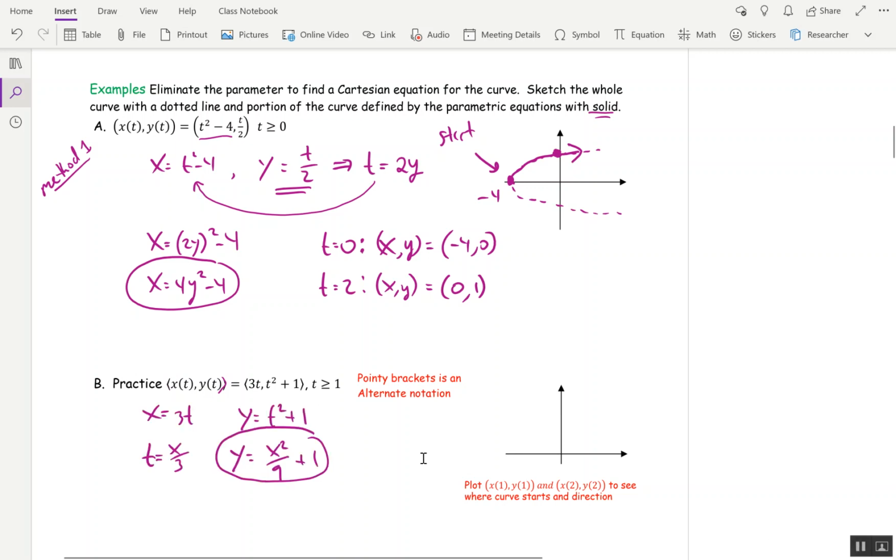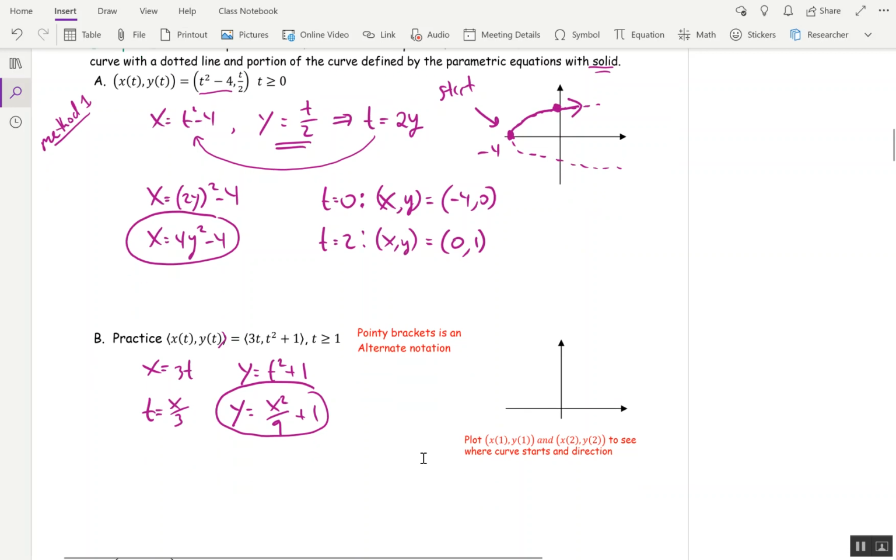All right, so while you were gone, I wrote down the two equations, x and y. I think in this case, the easier one to solve for t is the first equation. So I solved for t and got t is x over 3, and then I plugged that into the second equation. So I have a parabola again, y equals x squared over 9 plus 1. That's a parabola. It opens up and it passes through 1 on the y-axis.